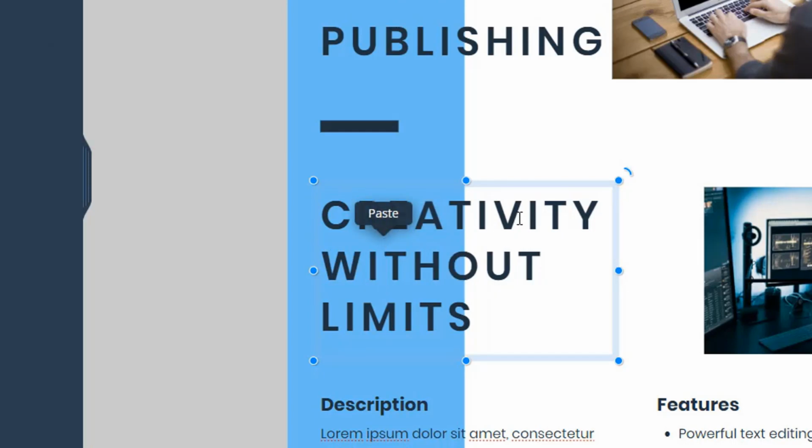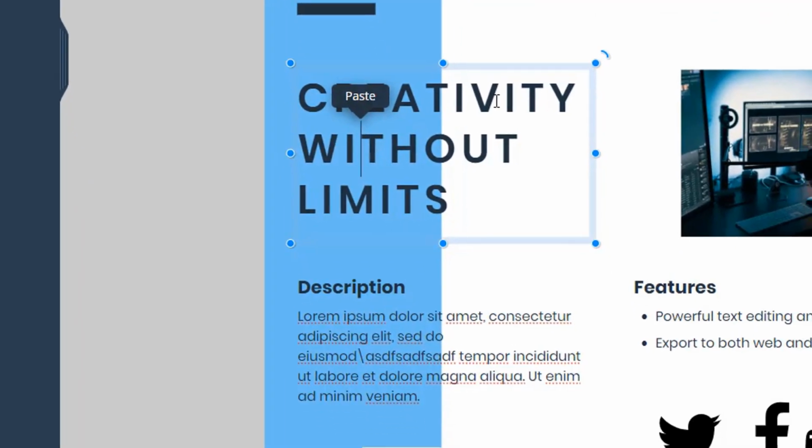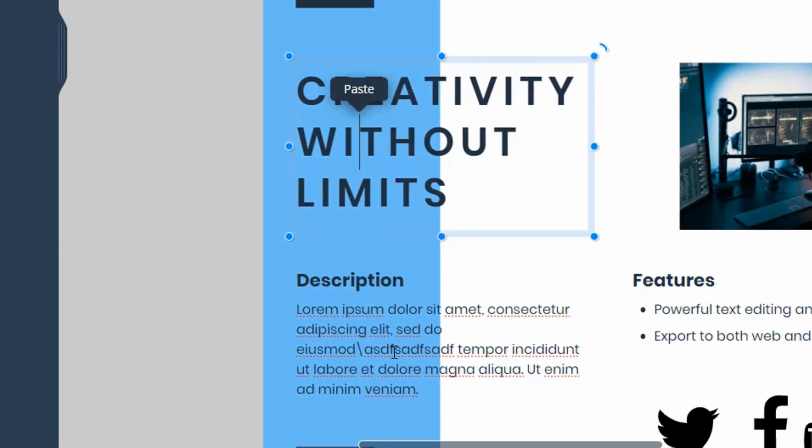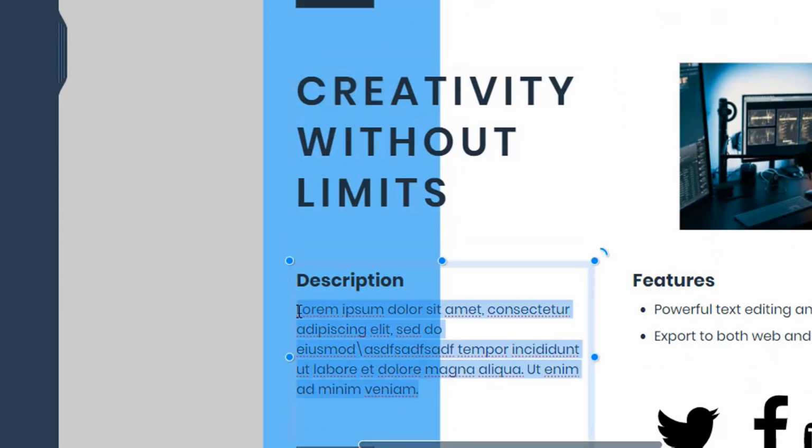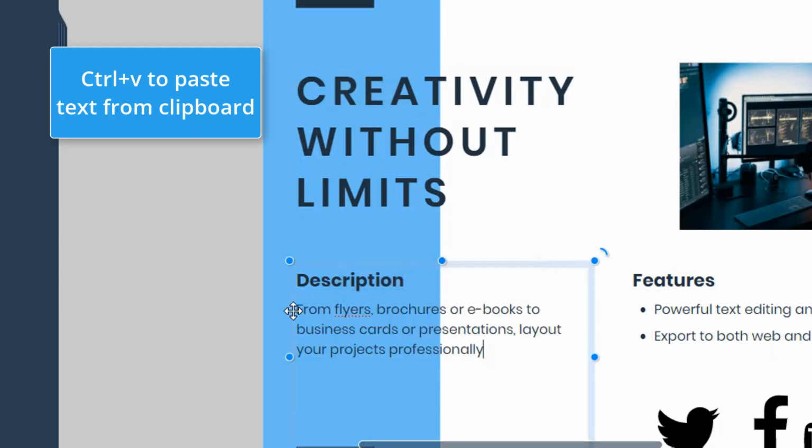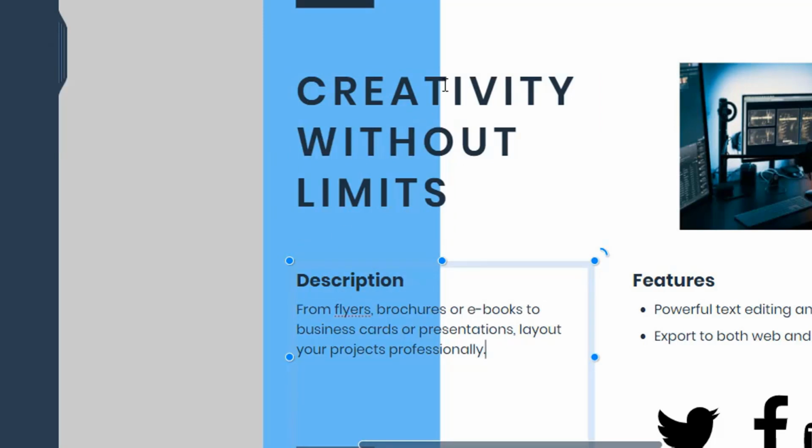I also have some text on my clipboard that I copied from our website that I would like to add for the description. So I'm going to do the same process over. I can simply click and drag to select text and hit Ctrl V to paste, and voila, we're done. No need to type text again.